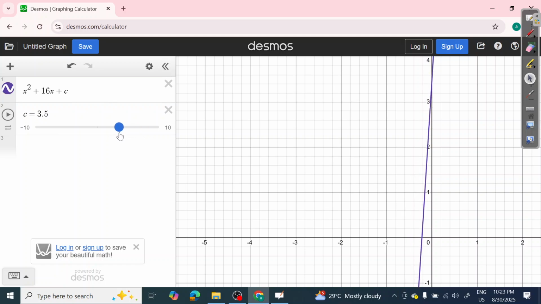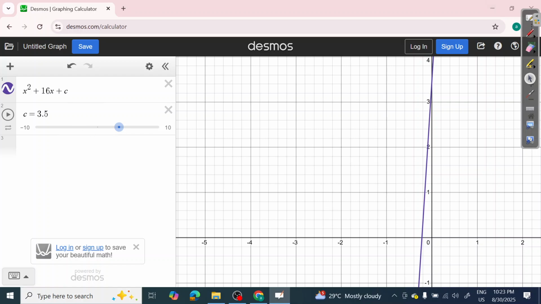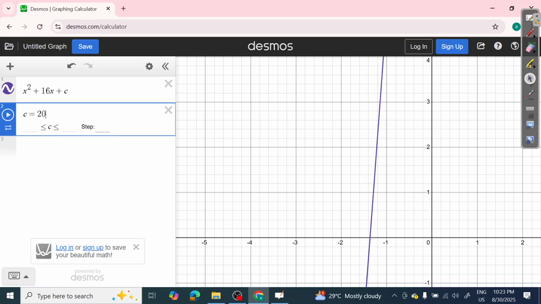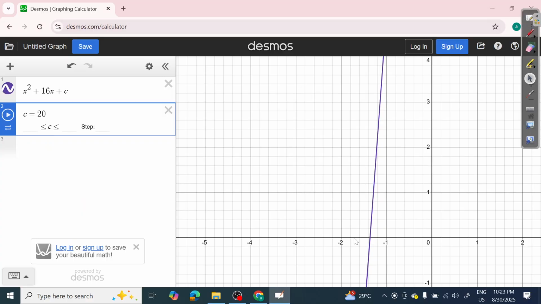I already have four values of c. I'll put these values in one by one and check for which value of c my equation has two different integer solutions. Let's try to plug in 20 first. Are you getting two values? Are you getting two solutions? No. The solution is only one.